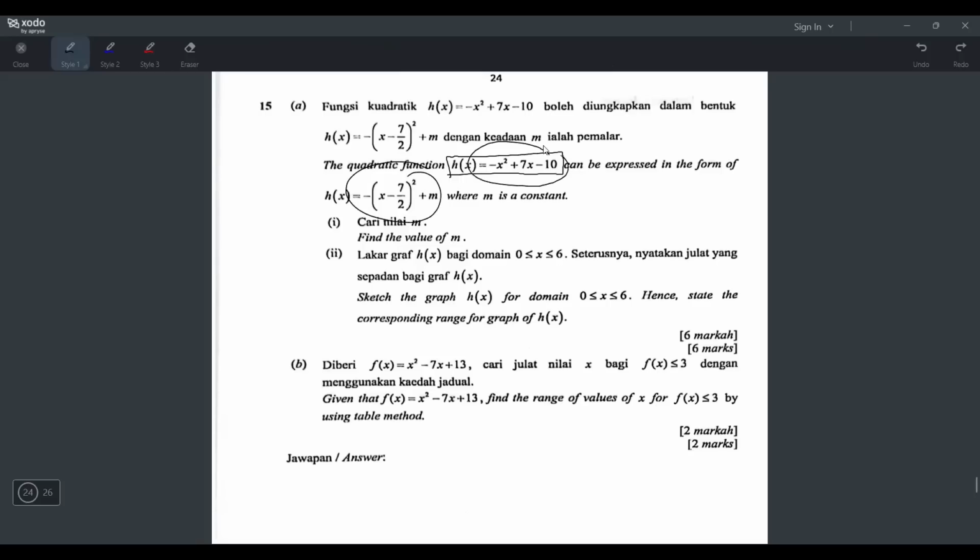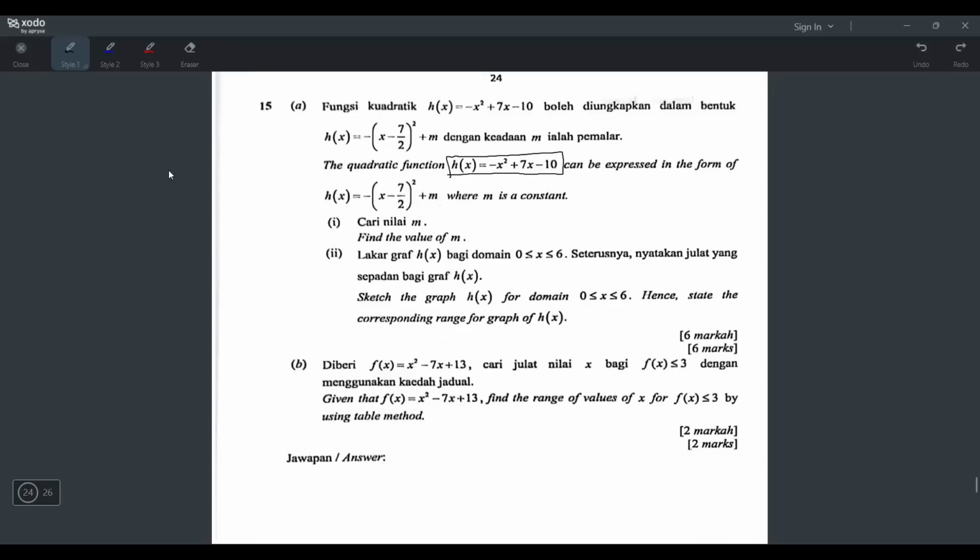The one they give here is general form. So if you want to convert general form to vertex form, you have to do completing the square. In Malay, penyempurnaan kuasa 2. When you see a bracket squared like this, it means vertex form, where m is a constant. We want to find the value of m. You need to change this to vertex form first, and after that, m is whatever is at the back of the vertex form.